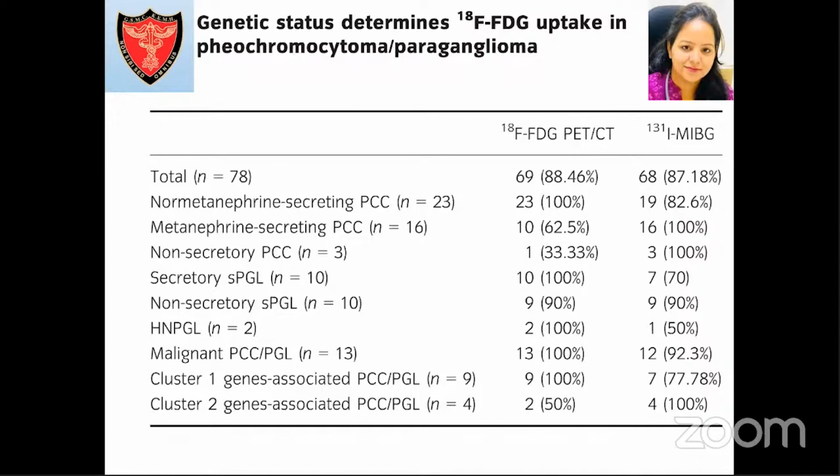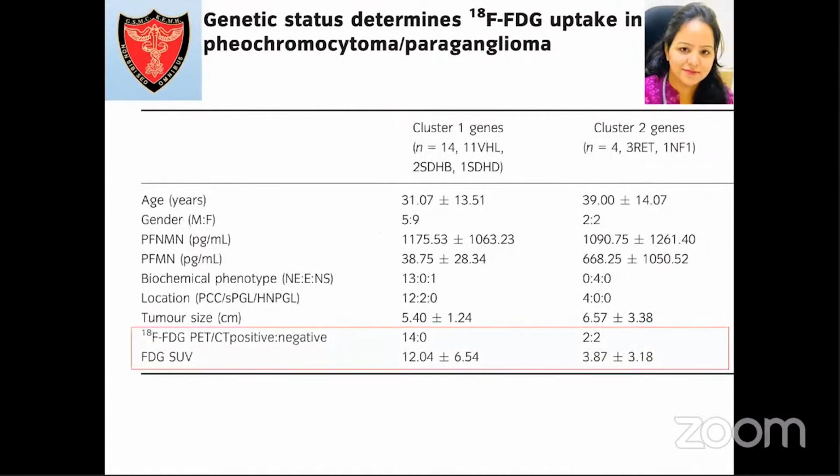As we proved way back, cluster 1 related PPGL had a higher uptake of FDG PET, but not for MIBG, whereas it's vice versa in cluster 2, where they had a poor uptake of FDG PET, whereas they had a good MIBG uptake. So again, if you know what kind of cluster PPGL you're dealing with, either by biochemistry or by genetics, you can decide what could be the choice among FDG PET and MIBG if they're the only two imaging modalities available with you. Even the SUV on FDG was significantly higher in cluster 1 related PPGL compared to cluster 2.